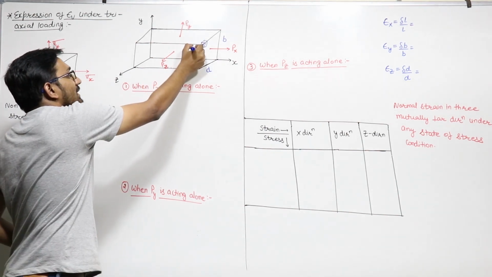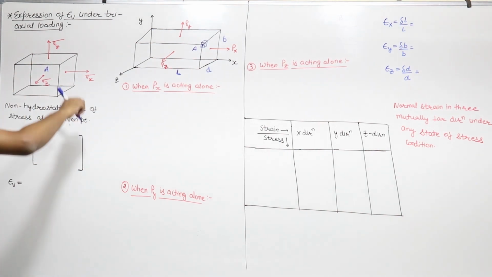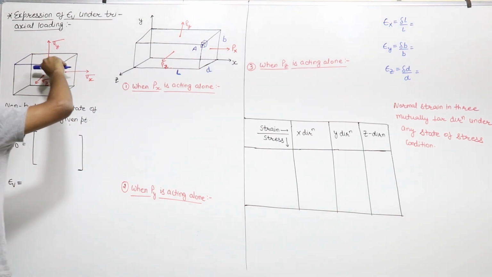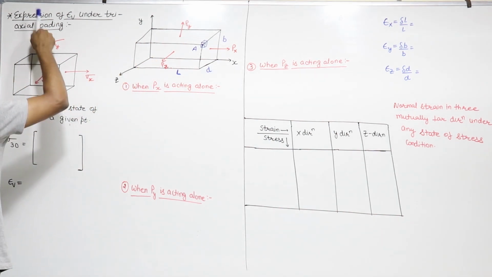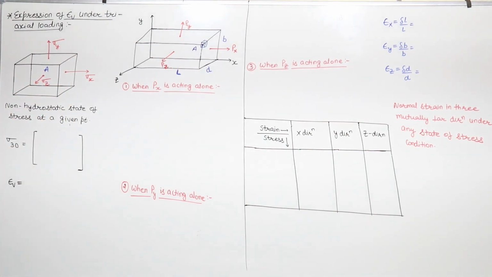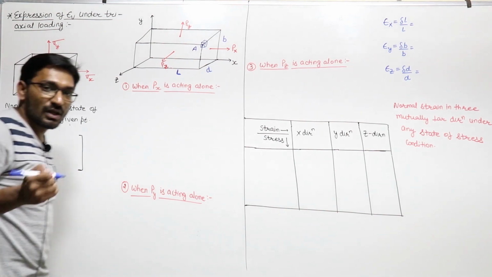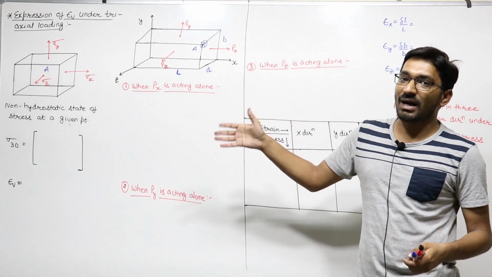Let us say this point is A. At this point A, the state of stress is, because of Px, a normal stress on x-axis, that is sigma x, a normal stress on y-axis, that is sigma y, and a normal stress on z-face, that is sigma z. We have these three different normal stress values. The magnitude of all these are different, so it is a non-hydrostatic state of stress. We know the hydrostatic state of stress means all the values of sigma will be the same.